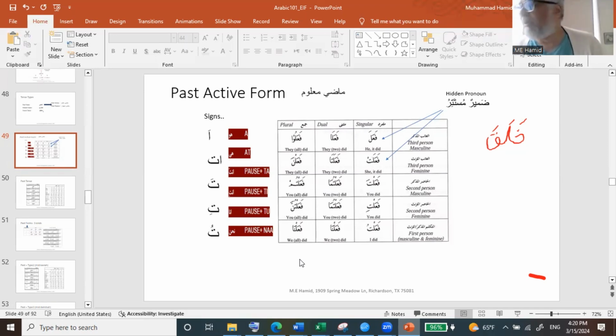Similarly, if I say kataba, it means he wrote. So it will be kataba, katabu, katabat, katabata, katabna, katabta, katabtuma, katabtum, katabti, katabtuma, katabtunna, katabtu, katabna. So very simple. We just have to take a triliteral verb and pass it through this table, and that will give us the meaning in past tense in different persons, genders and numbers.